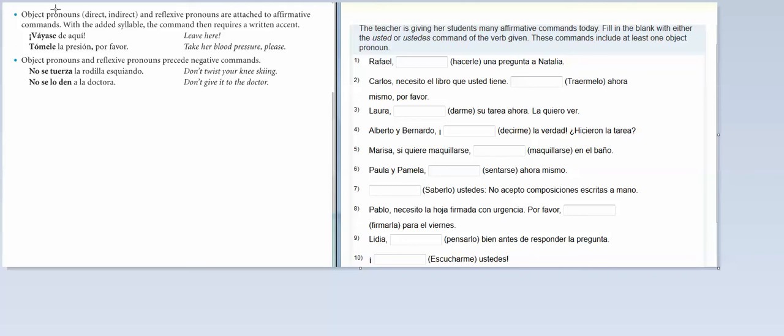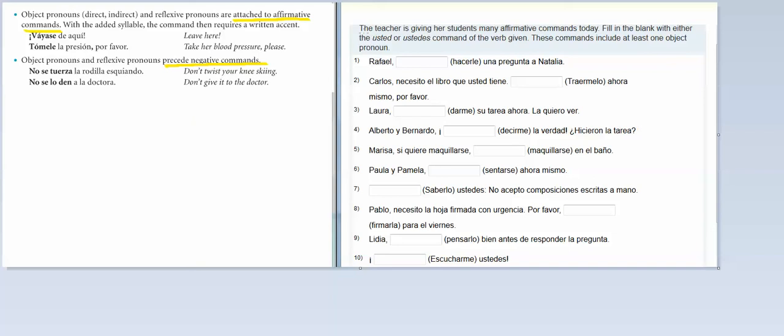With the formal commands, the direct, indirect and reflexive pronouns have to go attached to affirmatives. So this is where they have to go. They're attached to affirmative commands, and then they go in front of negative commands. Okay, and it has to be done that way. So we're going to do a little bit of practice with that.